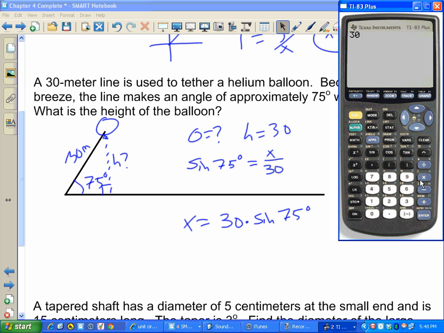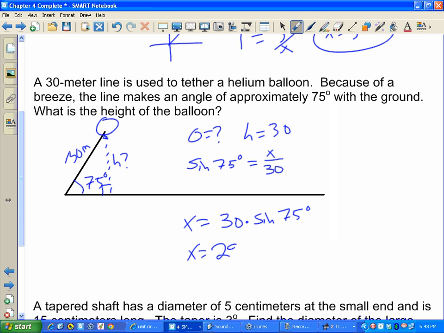So now I'm going to type in 30 times the sine of 75 degrees. 28.977777. So it's about 29 feet off the ground. It's 29 feet. Or meters, because I'm in meters. Okay, so 29 meters.